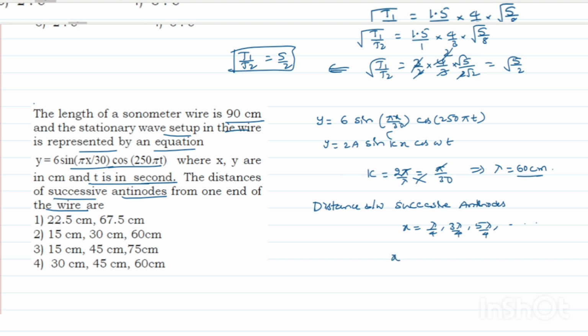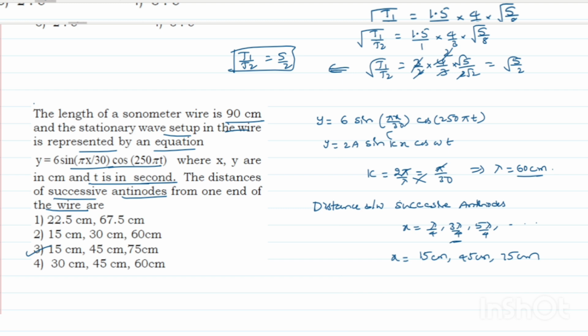When you put these values here, 60 by 4 gives 15 centimeters, and for 3 lambda by 4, substituting 60 for lambda, 15 into 3 gives 45 centimeters, and the next one is 75 centimeters. So the positions of the antinodes are 15 centimeters, 45 centimeters and 75 centimeters, which is the correct answer.